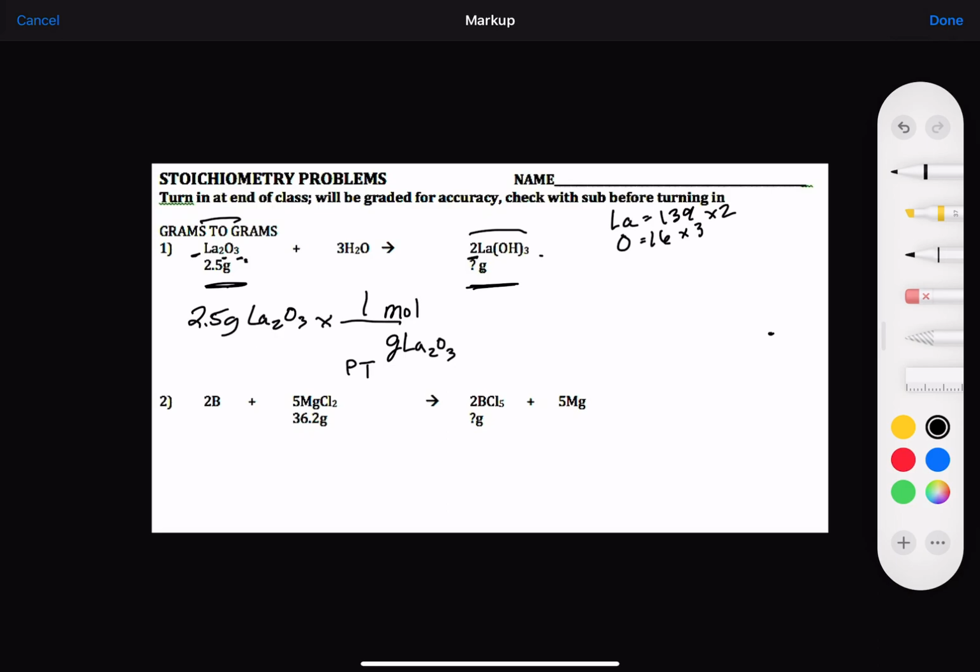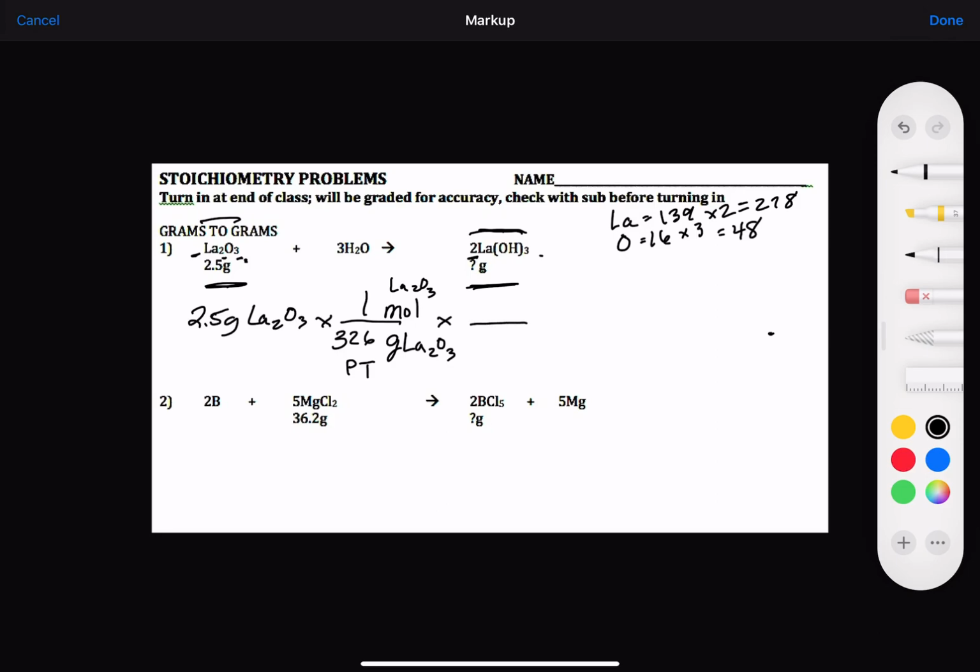So in your calculators, I need to get mine on my phone. You got 139 times 2. That equals 278. And 16 times 3 equals 48. So you add 48 and 278, and that's going to give you 326. So that's the mass of 1 mole of lanthanum oxide. So we're still talking about lanthanum oxide up here. We're not to lanthanum hydroxide yet. So to go from this compound, lanthanum oxide, to lanthanum hydroxide, this one right here, because that's our question mark, that's when we use the coefficients.